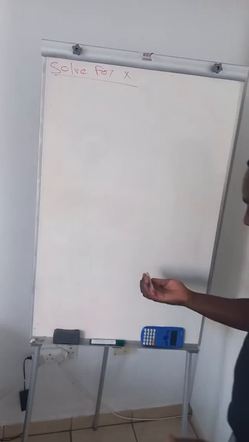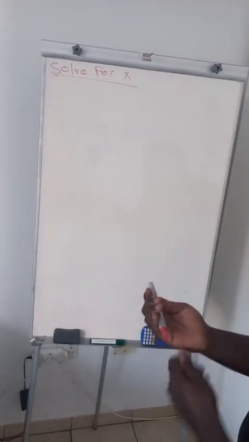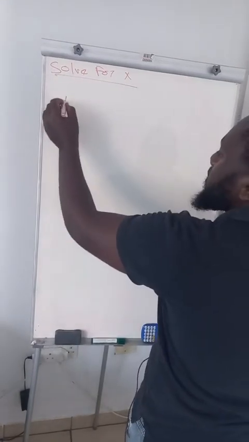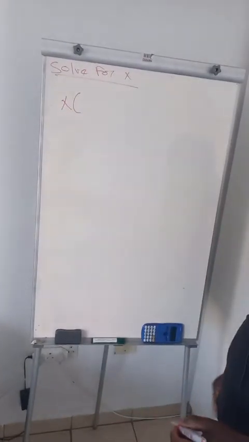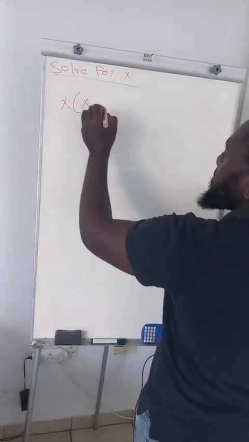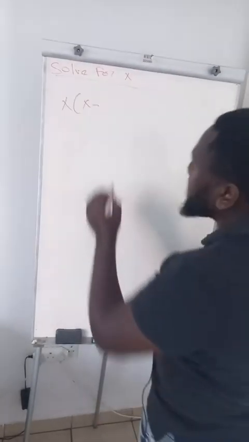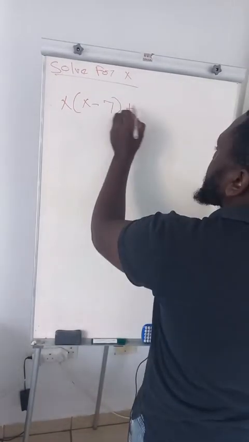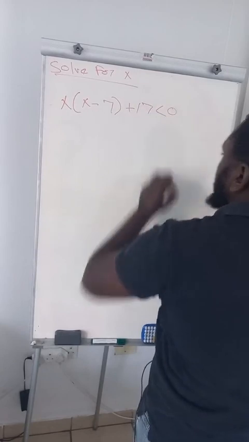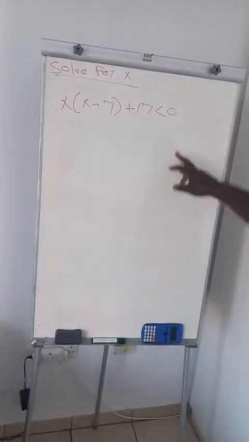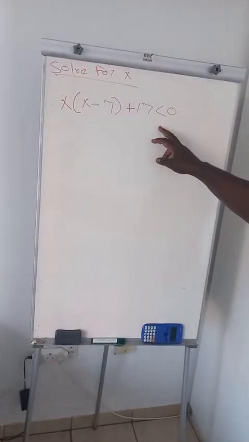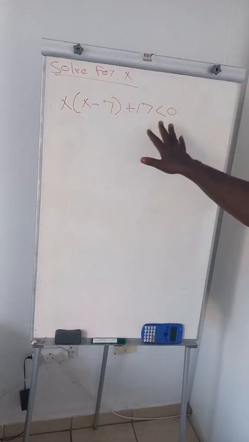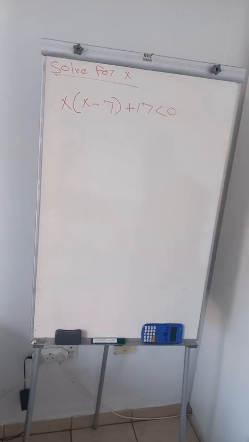So now solving, it means you'll have the following. They'll give you a question, which maybe will say x into x minus 7, and then this will be plus 17 less than 0. So now go back to my explanation. If maybe you didn't understand how I did this, open the textbook. You'll see what I'm talking about.